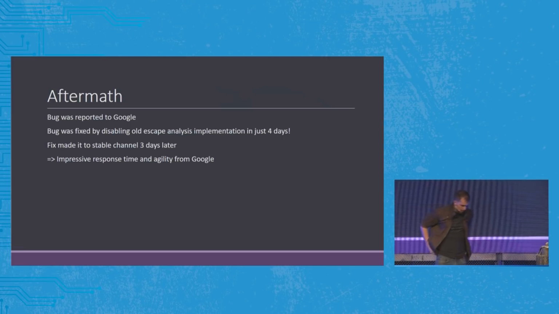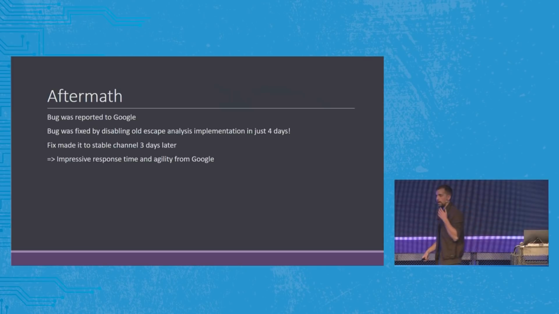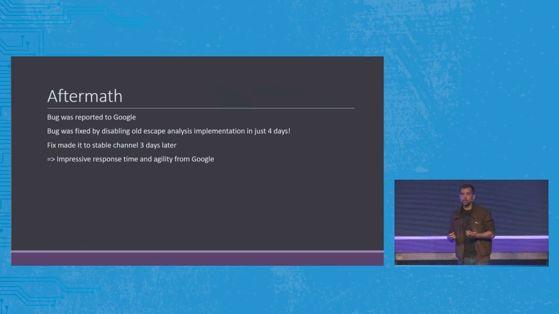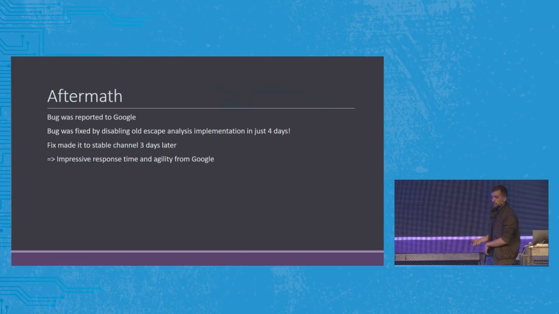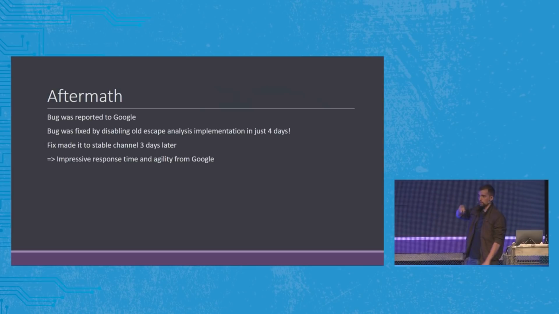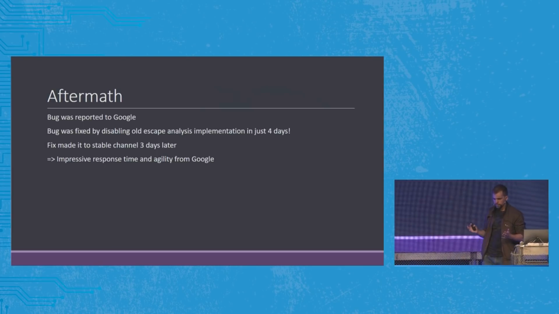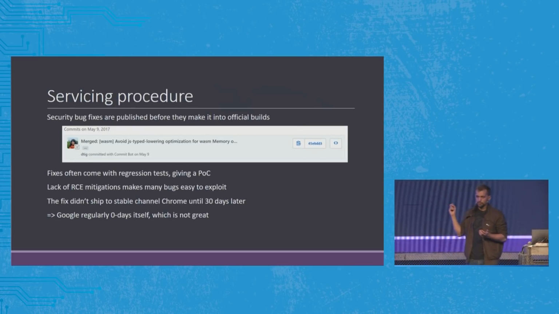Now another interesting thing is the aftermath of this, where I have to give props to Google. They were really reactive in terms of actually fixing this bug. I think the first commit that fixed this bug was committed 3 days after we reported it, so very impressive agility. And then the actual fix was shipped 4 days after that. So that's a 1-week turnover, very impressive. Maybe a bit too impressive, actually, in some respects, which is what I want to show right after.